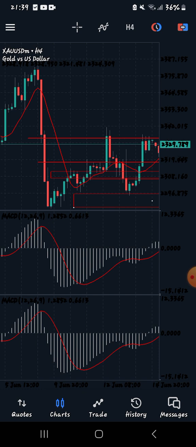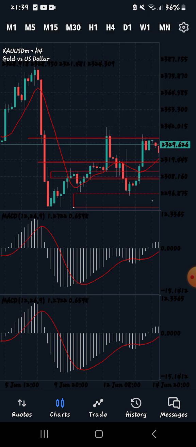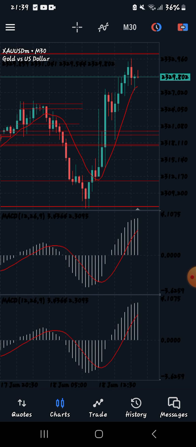This is time frames. You can use the time frame of your favorite. For me, I use H4. You can even use daily or minute time frames, whichever is your favorite. All that. Let's go to the next step.